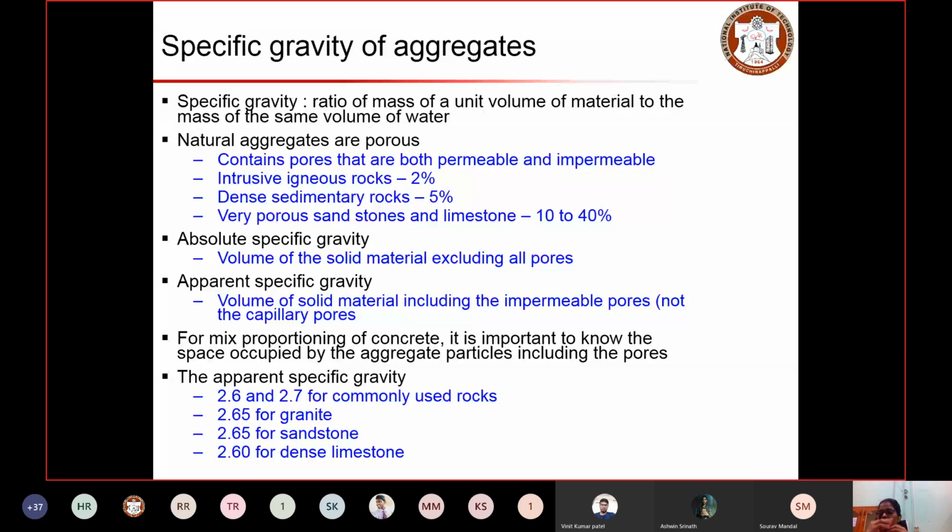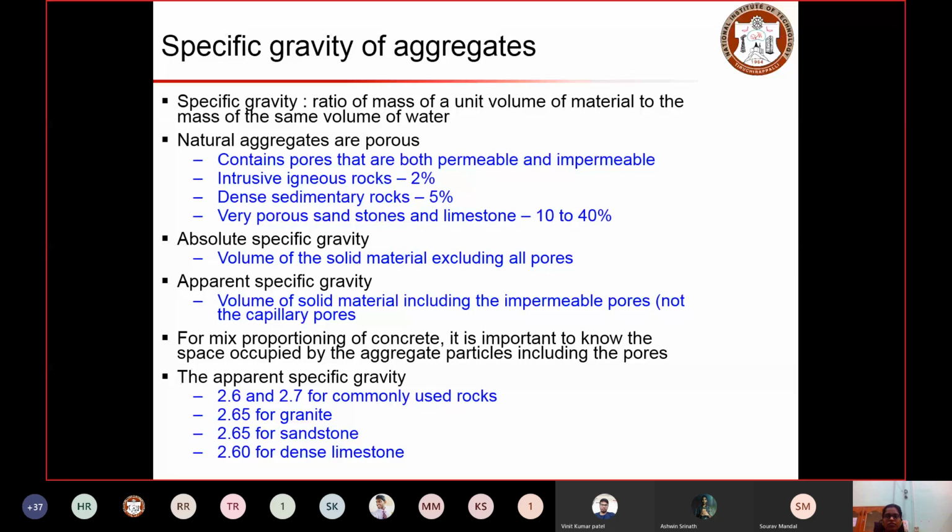So when we say specific gravity, that is basically the ratio of the mass of the material that is going to be used to the mass of the same volume of water. In aggregates, we know it is the material inclusive of pores. So when we say specific gravity, we can divide it into two categories. One is absolute specific gravity, and one is apparent specific gravity.